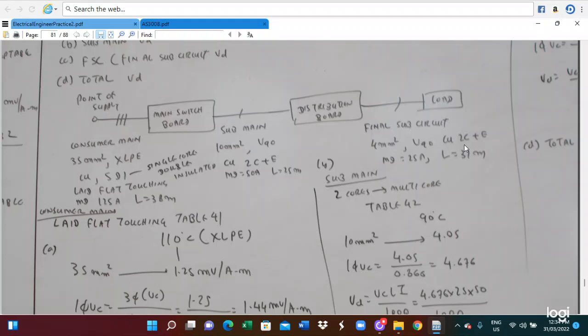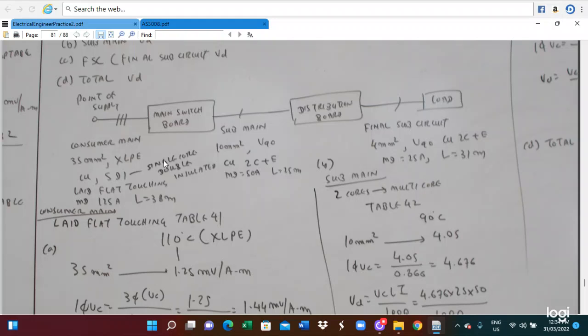Also copper 2C plus E. So this will also be the 2 core and the earth. So this is also single phase. So maximum demand 25 ampere. Length is 31 meter. So those are the specification of the consumer main, sub main, and the final circuit.